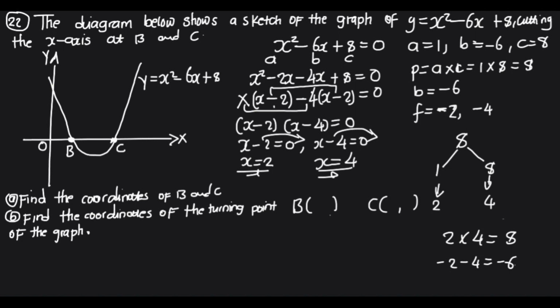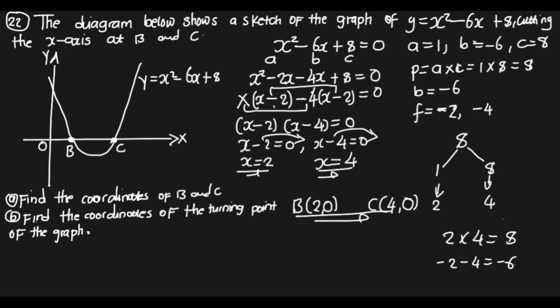Now remember, on the x-axis, y is 0. So between B and C, one must have 2 and the other 4. From the diagram, we can see that B is closer to 0. So B will go with the smaller number, which is 2. Then our C will go with 4. So these are the coordinates for B and C.